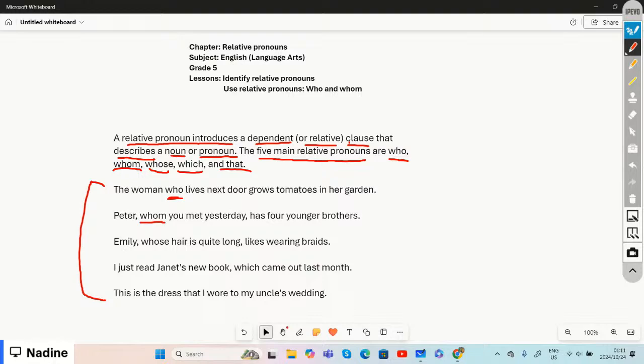And the next one says, Emily, whose. You see, we are using relative pronouns, and that basically is showing us how we can use it in the form of examples. So, Emily, whose hair is quite long, likes wearing braids. Whose. And then the next one says, I just read Janet's new book, which, if we're referring to things, which came out last month. Which.